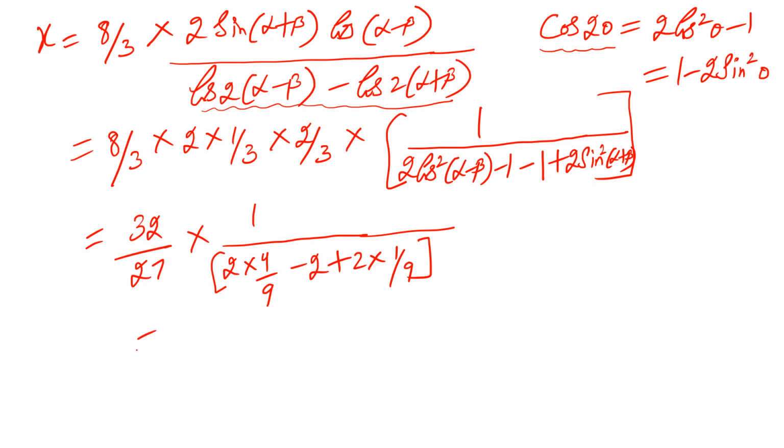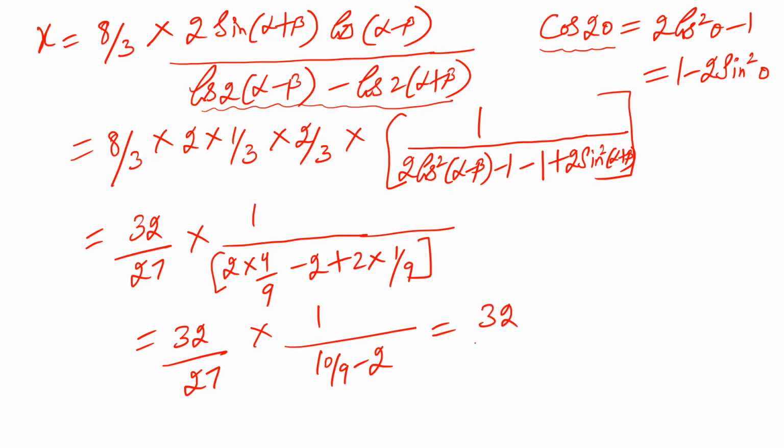Fine. So just solve it further. This is 32 upon 27 into 1 upon. This is 10 by 9 minus 2. Or this becomes 32 upon 27 into. Now in the denominator I am having 10 minus 18 upon 9 or minus 8 by 9. So this becomes minus 9 by 8. And finally I get the value as minus 4 upon 3.